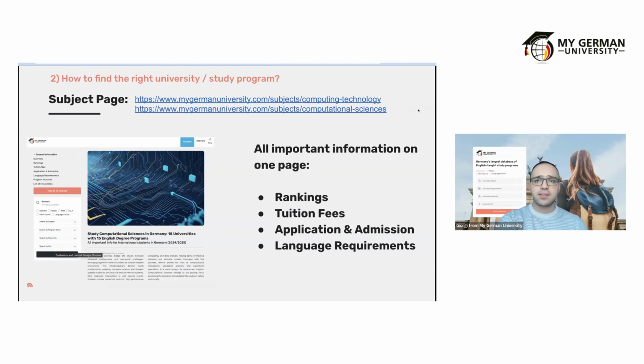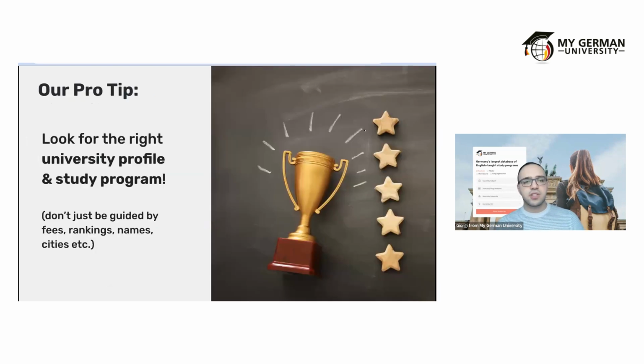For those who do not know what it means to study this or that subject in Germany, in this case, for example, computational science in Germany, we also have separate subject pages for each and every subject, where you can find some generic information about the rankings of universities offering subjects in the disciplines, or the tuition fee ranges that you should plan for, different requirements, etc. So it's a nice first step towards creating a bigger picture and shaping your expectations regarding studying these disciplines in Germany.